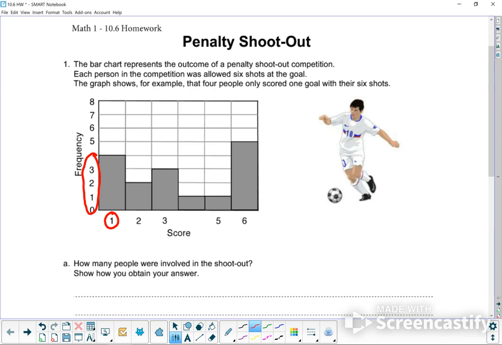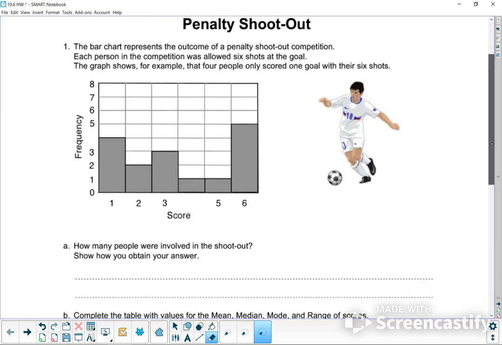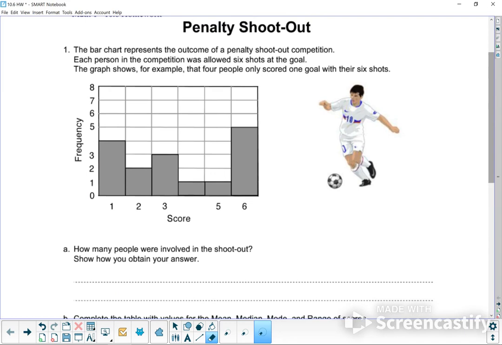Okay. And then look a little further. 2, what does that mean? Well, that means that there's 2 people. 2 people scored 2 points, and so forth and so forth. Okay, so before you do anything, you just kind of have to analyze this. Question A goes, how many people were involved in the shootout?